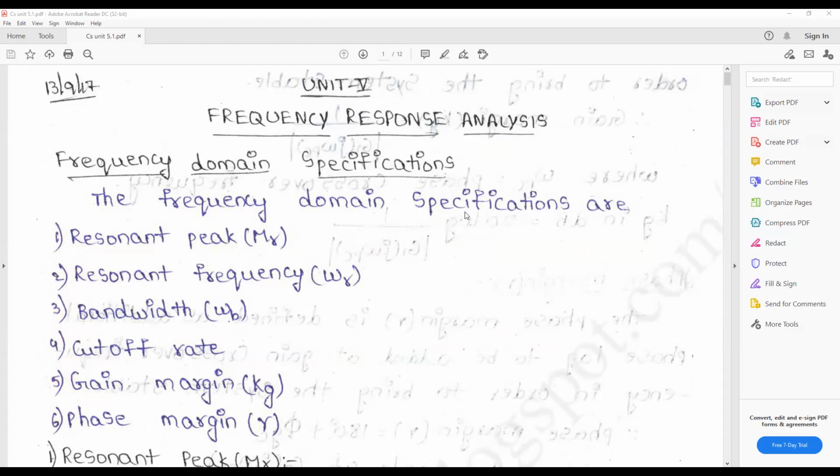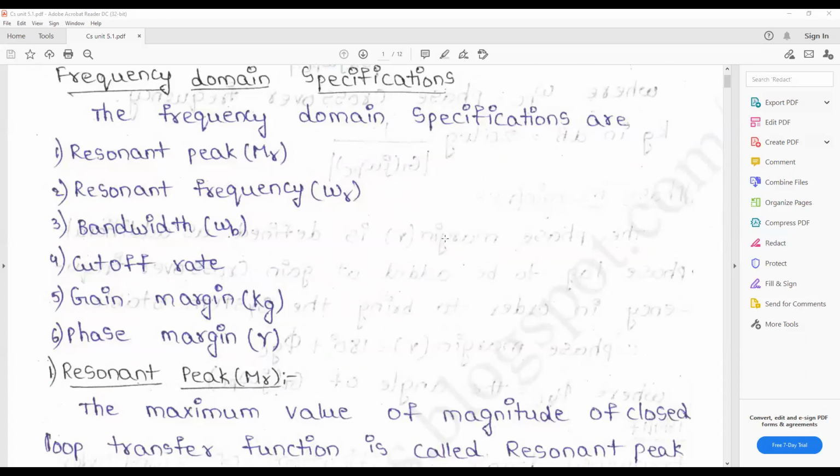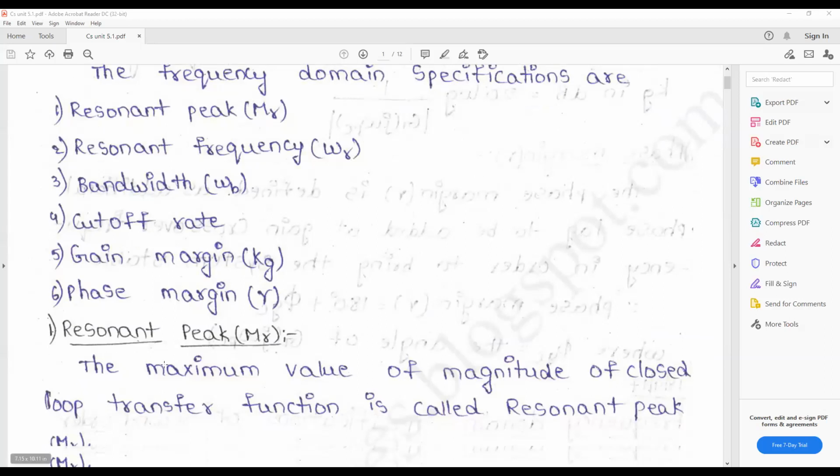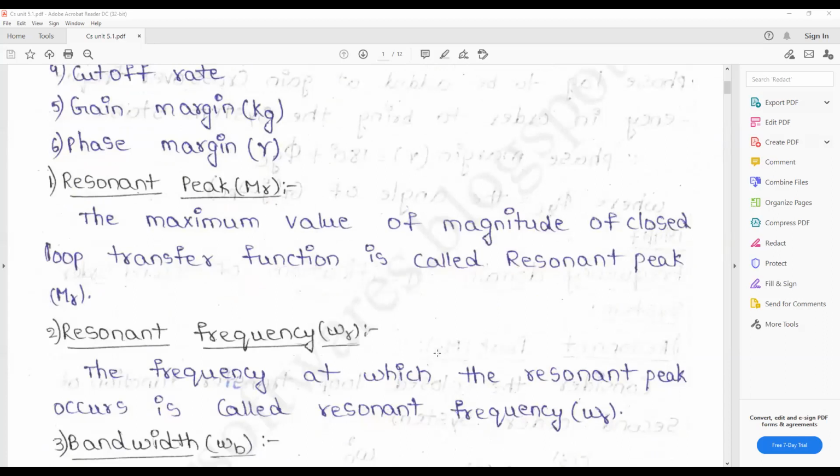Resonant peak means the maximum value of magnitude of closed loop transfer function is called resonant peak. So for any closed loop transfer function, the maximum magnitude that we get finally is called resonant peak. Resonant frequency, what is it? The frequency that occurs at the resonant peak is called resonant frequency. The frequency at which the resonant peak occurs is called resonant frequency.